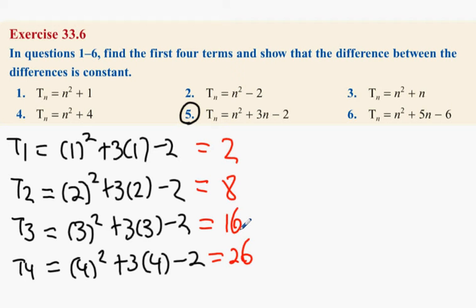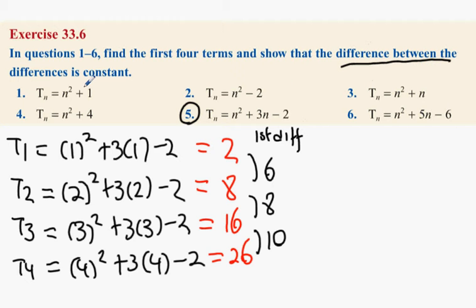Does it go up by the same amount each time? No. So the first difference is 6, 8, and 10. That's the first difference. Now, the difference between the differences, do you see that word there? Differences between the differences is the second difference. What's the difference here? 2.